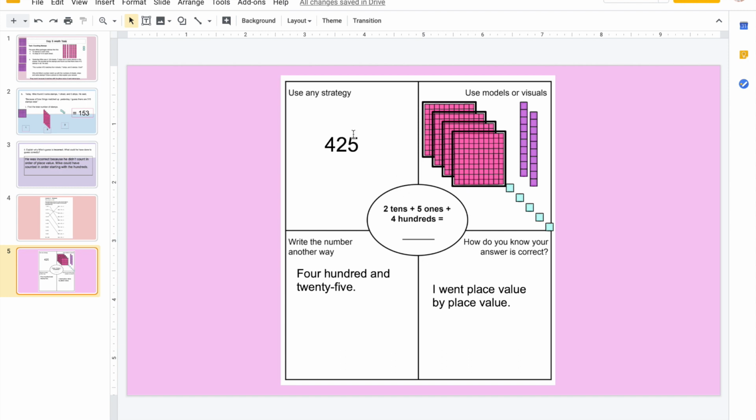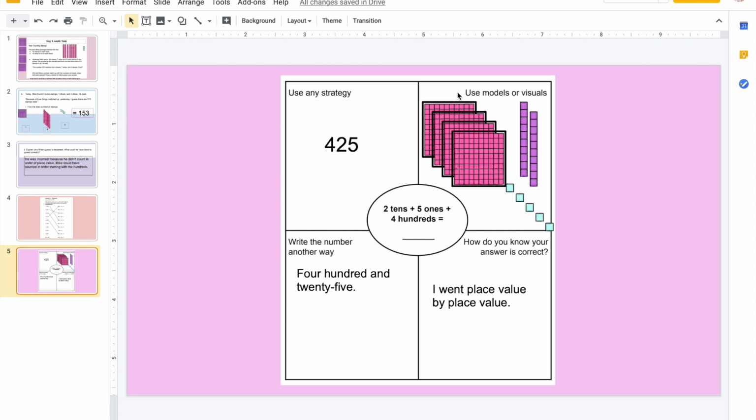So one strategy is just giving the standard form of the expanded form number, starting with the hundreds. So 4 hundreds, we know a 4 is going to go in that hundreds spot. And then moving on to tens, 2 tens is going to represent 20. And then 5 ones is going to represent 5 in that column. So we know 2 tens plus 5 ones plus 4 hundreds is 425.